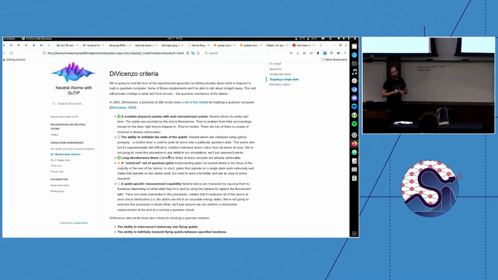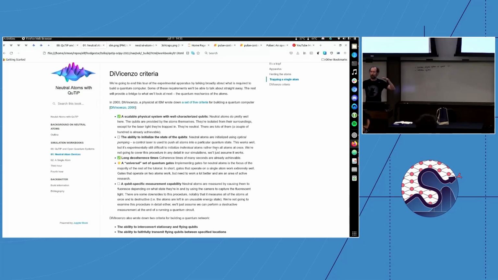You have to be able to initialize the system. So we've seen the moving around of the atoms. The one downside of neutral atoms with initializing things is that it's quite difficult to initialize individual atoms. With superconducting qubits, you can really just feed different signals into different wires, and you can initialize different qubits differently by feeding them different signals.